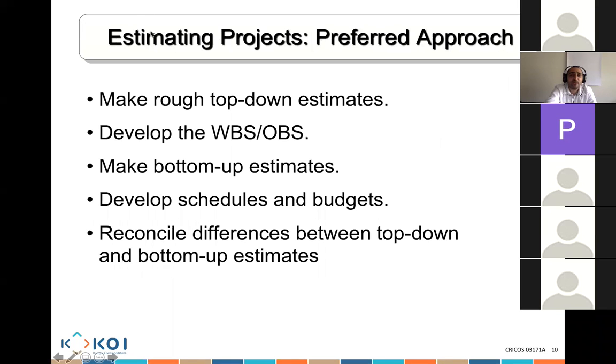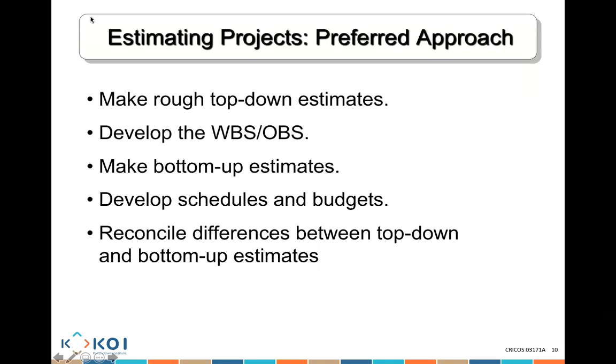Now, if we talk about estimating, what's the preferred approach we should follow to make the estimation, guys? Well, the best approach we recommend is the following. One, you make a rough top-down estimate. You allow the manager to make a top-down estimation with all of that information. Then from there, you go to the details and create a detailed work breakdown structure, a detailed organizational breakdown structure.